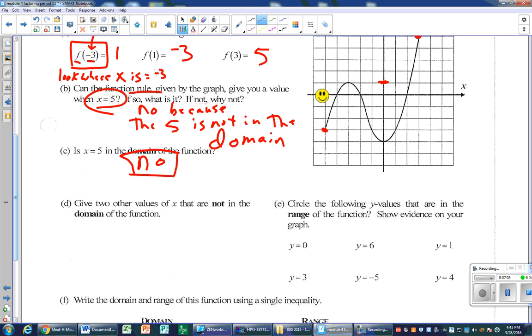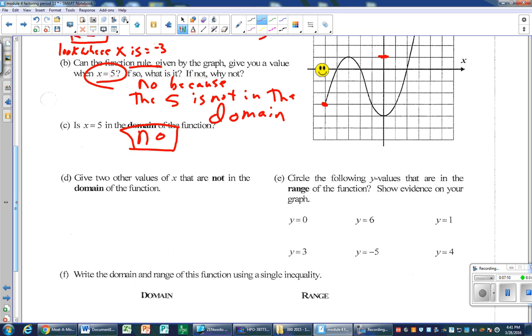Give 2 other values of x that are not in the domain. Okay, let's go around the room. Give me a number. Next person, give me a number. Keep on going right around the room. I'm just going to cheat and go 6, 7, 8, 9, 10, 11, and so on. And of course, one of you said what?